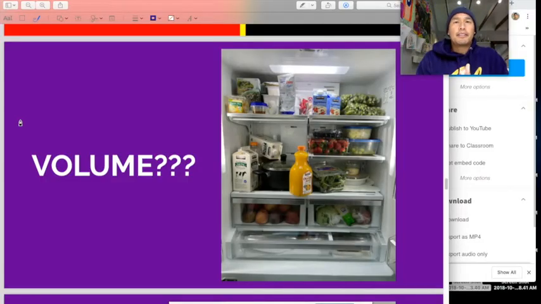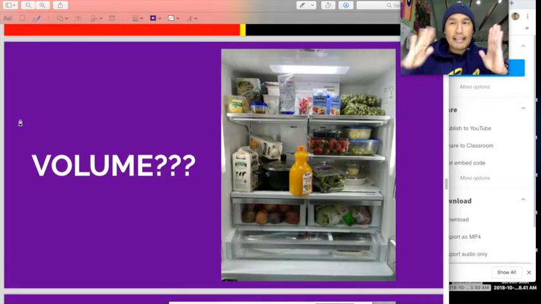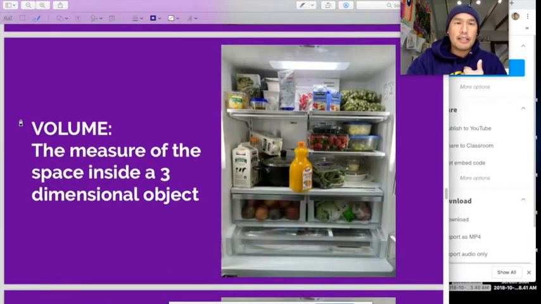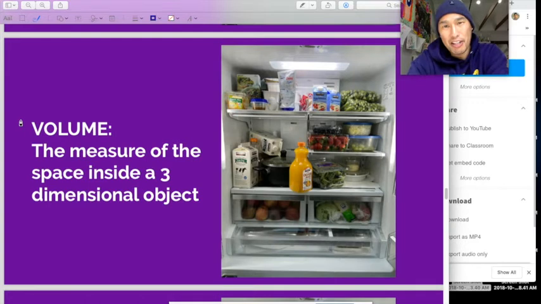So then the next thing you're thinking is, okay, I got an idea of what a prism is. Now I got to wrap my head around volume. So what is volume? Taking a look at this slide, I've got a picture of my refrigerator in there. And volume is the measure of the space inside a three-dimensional object.